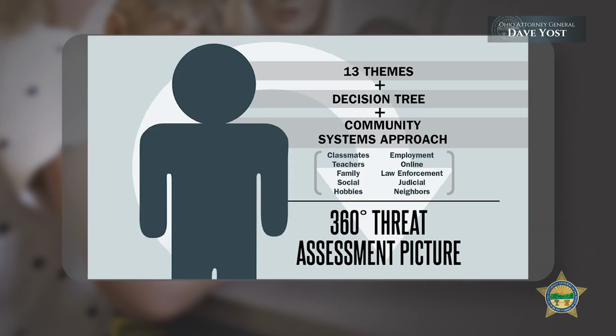As we previously mentioned, the goal is to explore the 13 Secret Service themes that guide threat assessment and investigation, the decision tree from Dr. Cornell's guidelines, all while making sure to explore the angles suggested by the Secret Service community system approach. Those are classmates, teachers, family, social, hobbies, employment, online activity, law enforcement, judicial, and neighbors. These components combined will give the team a 360-degree assessment picture of the student.